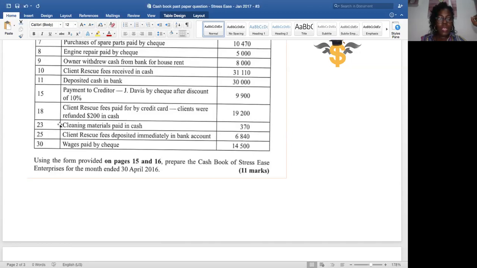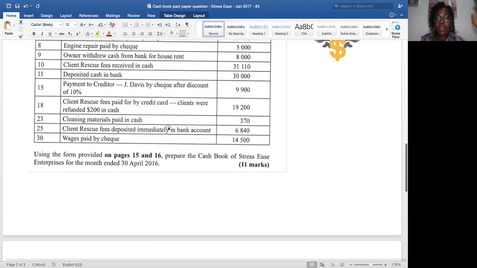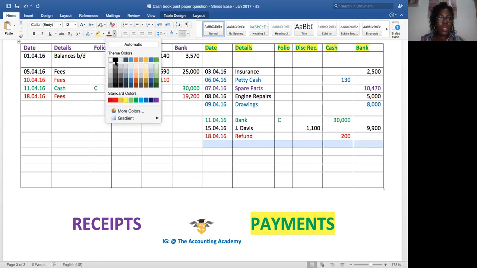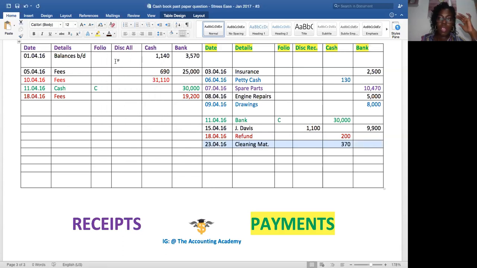On the 23rd, cleaning materials paid in cash. So we paid for cleaning materials via cash. That is basically what that transaction is saying there. Again, once we're making a payment, once we're making a credit, by the time you guys finish with this question, you should have this so totally recorded and engraved in your mind.